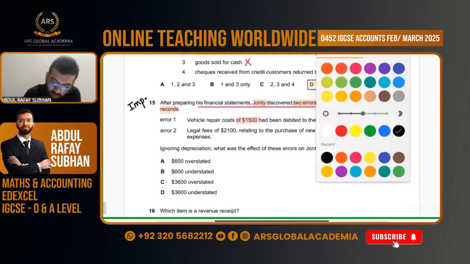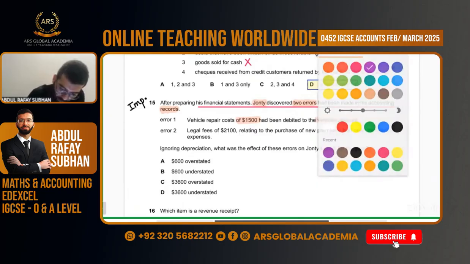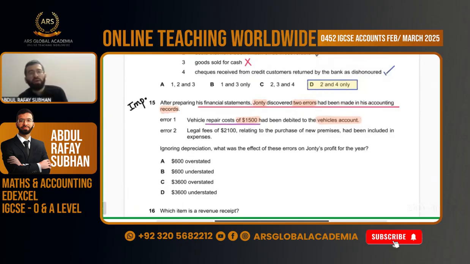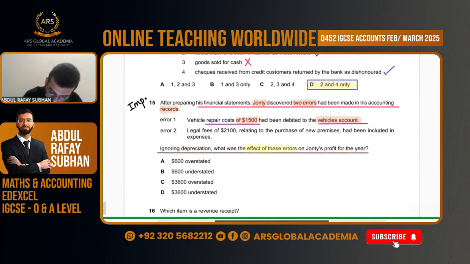So what we have got is the vehicle repair cost of $1,500. That is a revenue expenditure. It had been debited to the vehicles account. Ignoring depreciation, you have to ignore depreciation. The examiner wants to know the effect of these errors on Jaunty's profit for the year. That is what the examiner wants to know from you. We just have to ignore the depreciation.